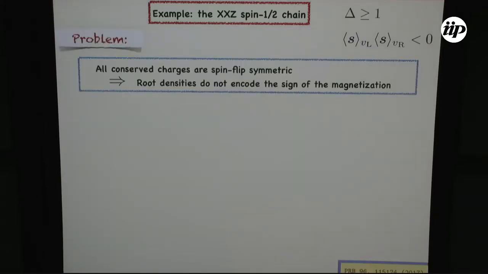Well, the problem is not really in the theory I was presenting before, but it's more in the TBA description. So basically, the problem is that in this case, all conserved charges are spin-flip symmetric. And this means, since knowing all the charges, you know all the root densities, that if two states differ just by the sign of the total magnetization, they have the same root densities. Okay. So if I take two states which are just one and the one where I flip all the spins, I see nothing in my x over t profile because the root densities I use are exactly the same, so there will be no variation.